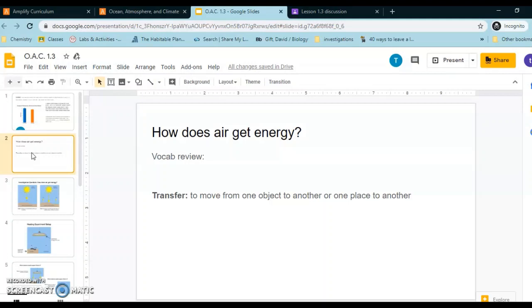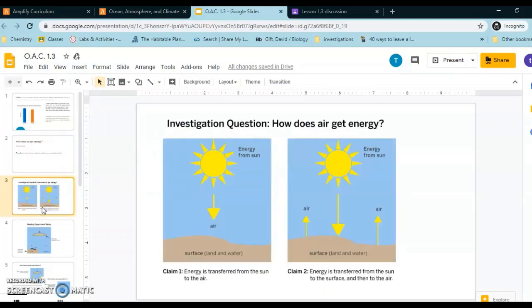So when we ask about how it gets energy, we really want to know how energy is transferred to the air. So let's look at this diagram. There are two claims about how air gets its energy, or how this energy is transferred. Claim 1 says energy is transferred from the sun to the air. So it's transferred directly from the sun to the air. Claim 2 says energy is transferred from the sun to the surface, and the surface could be land or water, and then from the surface to the air.